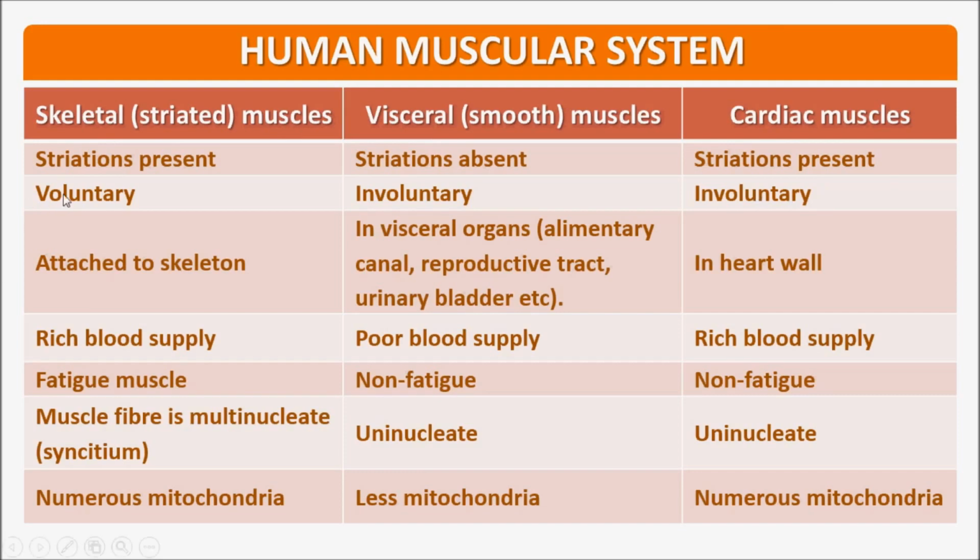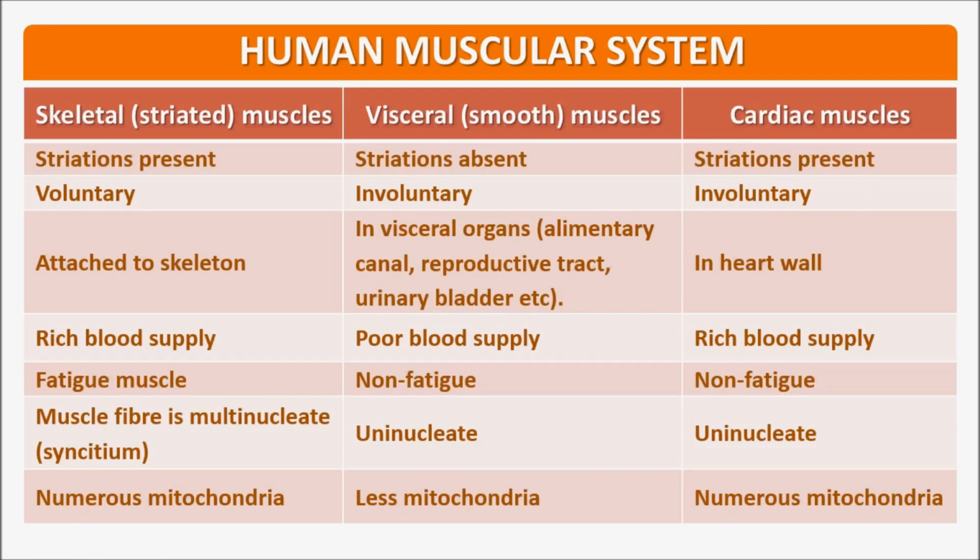Now, if we see whether they are in our control or not, they are divided into two: first is voluntary and second is involuntary. Involuntary means the one which is not in our control, and voluntary means the one which is in our control and we can control it. So skeletal muscles are voluntary in nature, visceral muscles are involuntary in nature, and cardiac muscles are involuntary in nature.